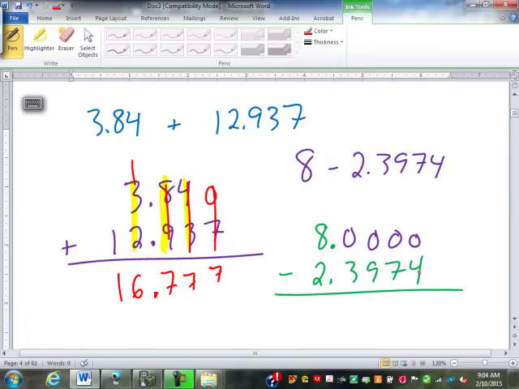Well, we can't do 0 minus 4. We need to borrow. But there's nothing here to borrow from. So what do we do? We keep going until we run into something. We can borrow from the 8. It's now a 7. This is a 10. But we didn't need it here. We need it down here. Borrow from the 10. This is a 9. Now this is a 10. And we keep borrowing.